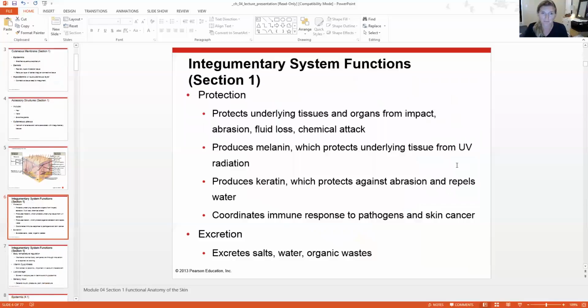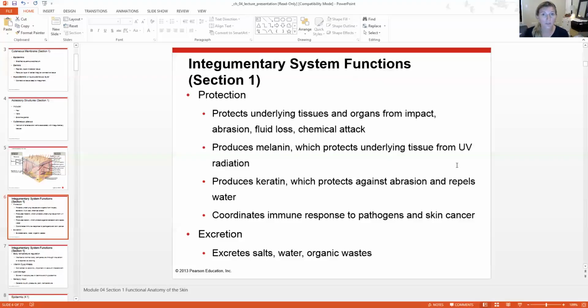So let's get going. The main function of skin is protection, right? It's protecting everything that's underneath of it. It's protecting our organs. It's also protecting us against fluid loss. So not only does it keep stuff in, like our organs, right? But it's also going to help keep water in our bodies and stop that dehydration process. It also helps protect us from any chemical attacks. Anything that's in the air or anything that might get on our body is going to be repelled by our skin. It produces a pigment called melanin. Melanin is there to protect us from UV light, which can damage our DNA.